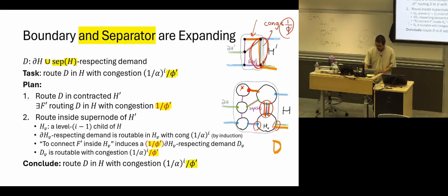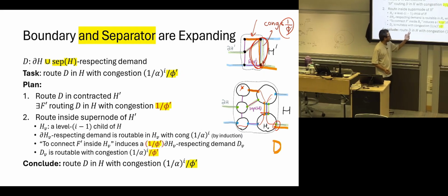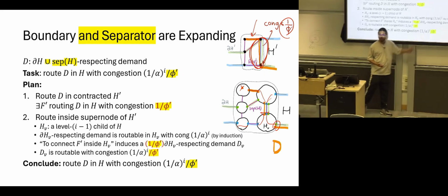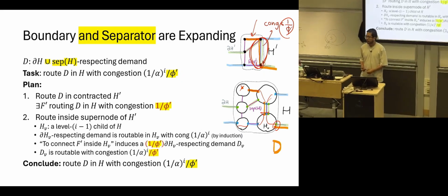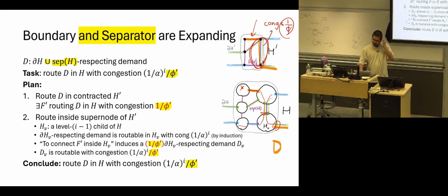So just the same, you then connect the flow together, connect everything, and once you connect everything, you get the flow that routes the original demand D with this congestion. Okay. Is it good?